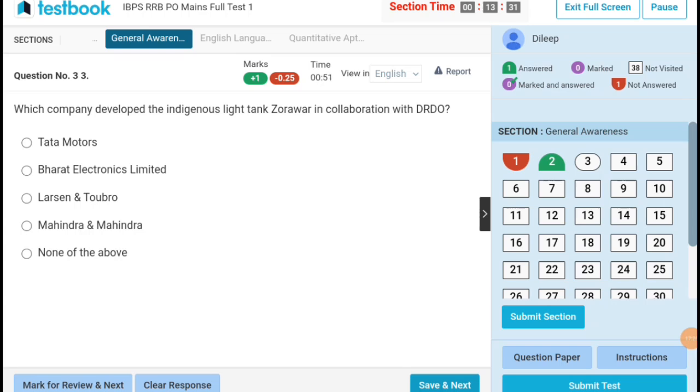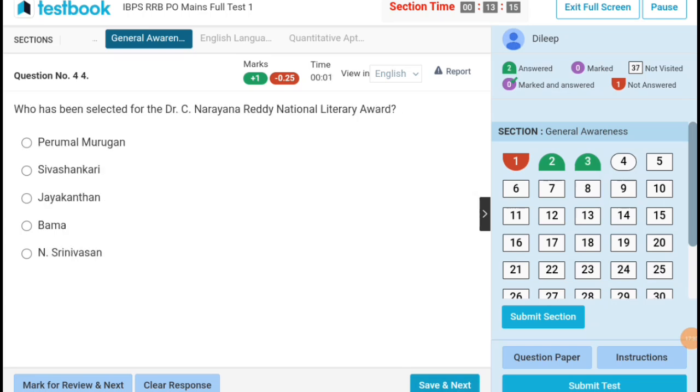Which company developed the indigenous light tank Zorawar in collaboration with DRDO? I think it is Tata or L&T, I think. Who has been selected for the Dr. C. Narayana Reddy Literary Award? I think Perumal Murugan.